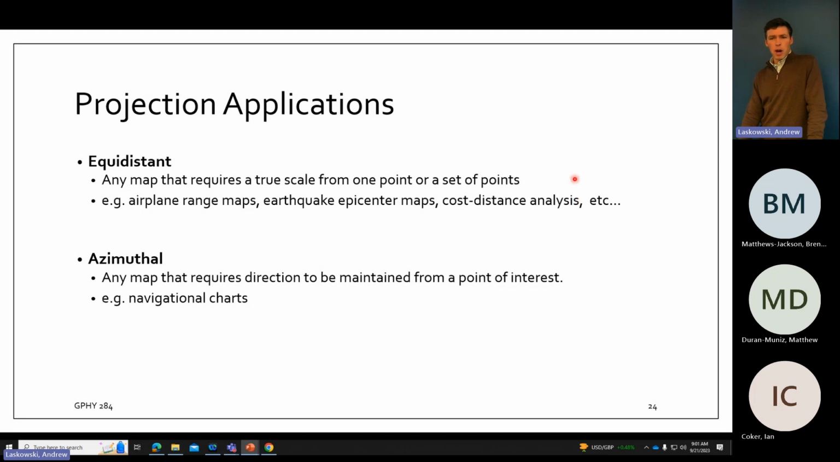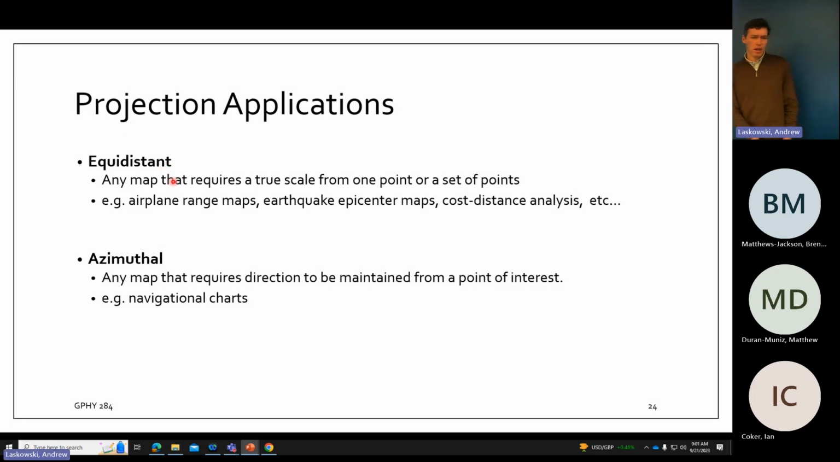For modern GIS, one of the tools you can run is a cost distance analysis. This is something cartographers will use to figure out, hey, where should I put my business? How far is it from major roads? How long will it take people to travel to the storefront from high population density areas? You might use an equidistant projection to actually display those results.